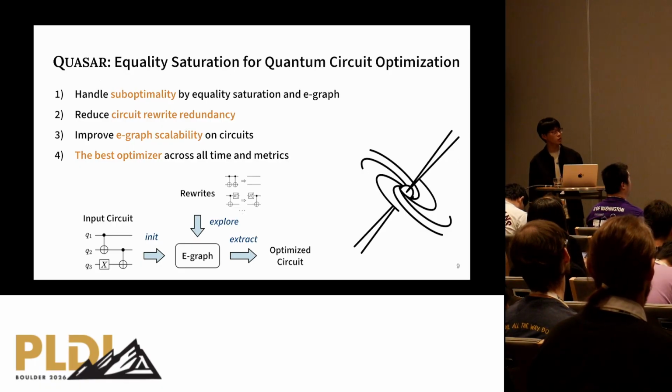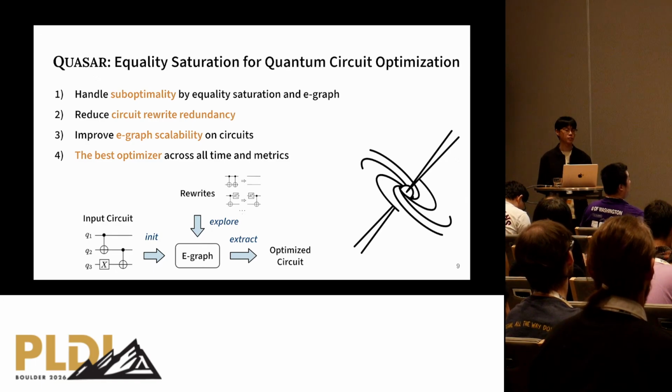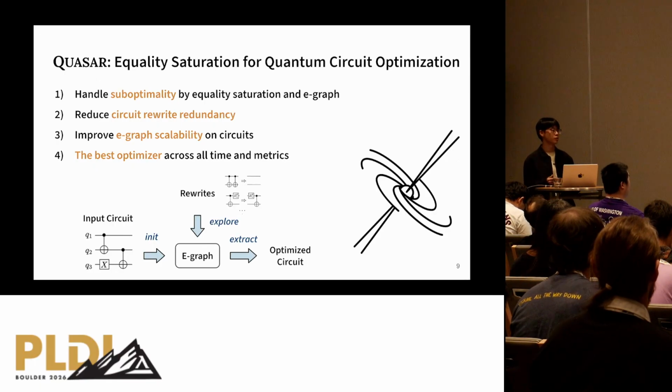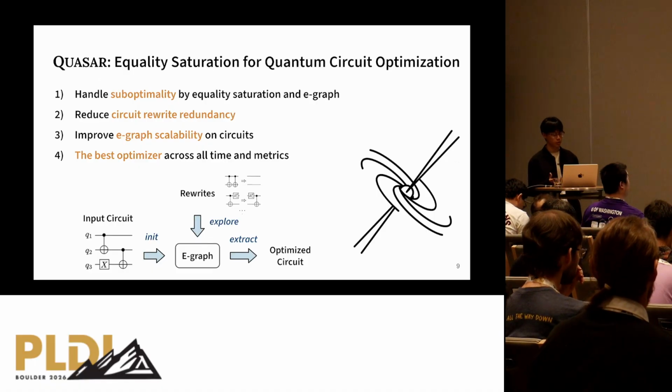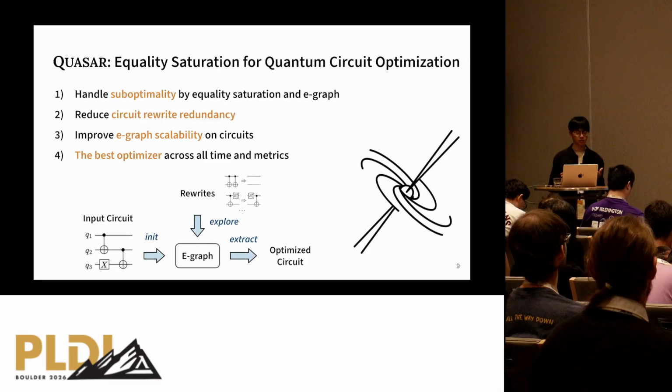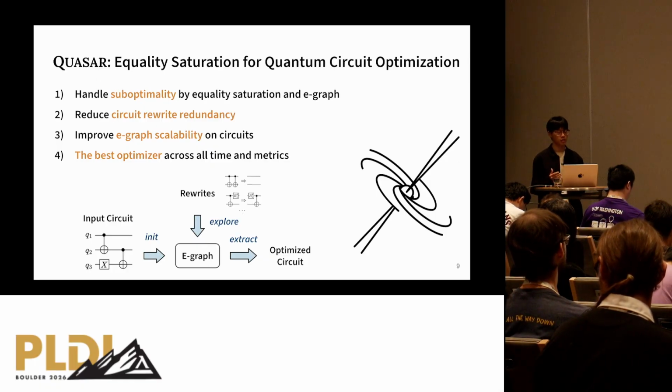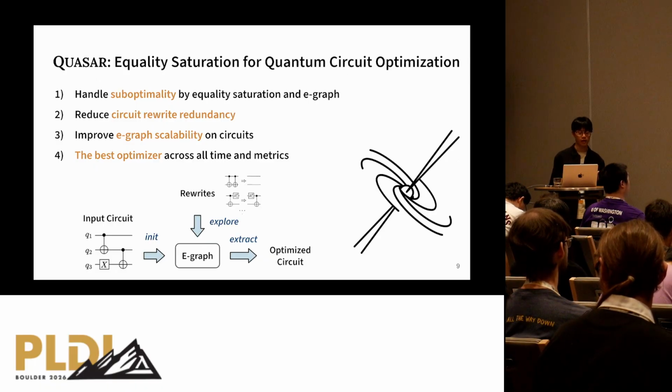And this figure shows the overview of Quasar. I suppose all of you are quite familiar with equality saturation, so it's just a brief representation: each input circuit is represented in the E-graph, and we do rewrites to explore the E-graph and finally do the extraction.